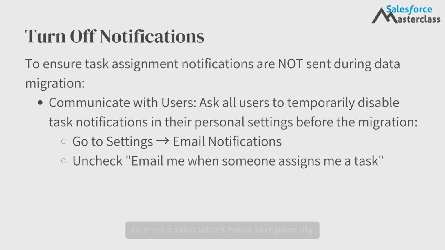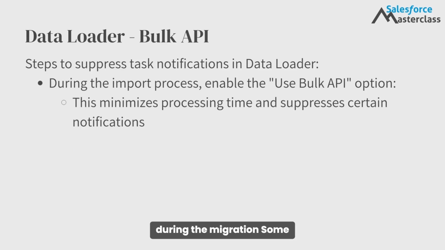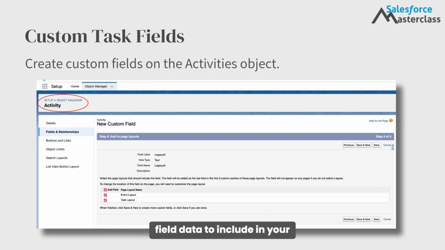Another best practice is to make sure users have temporarily disabled task notifications in their personal settings before the migration. And to truly cover your bases, you can turn off email deliverability completely during the migration. Some notifications are suppressed by default when you enable bulk API and data loader, which also reduces the chances of alerts being triggered.